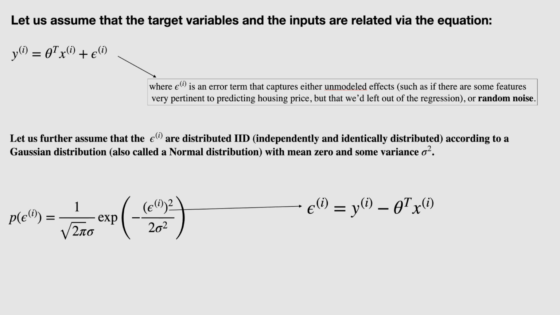So since our eta is yi minus theta transpose xi, here we assume that our yi is theta transpose xi plus eta i. So eta i will be y minus theta transpose x, right? And this looks like we are comparing our actual value minus predicted value.